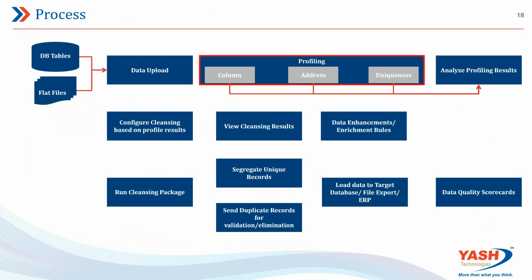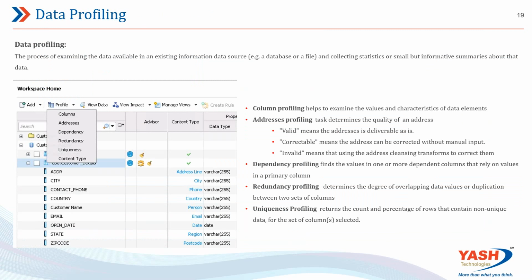The next step from there is to start with the profiling. Now, what is profiling? Profiling is the process of examining the data for patterns. There are different types of profiling that we do: column, address, dependency, redundancy, and uniqueness. Each of these profiling types gives a different perspective of the data.